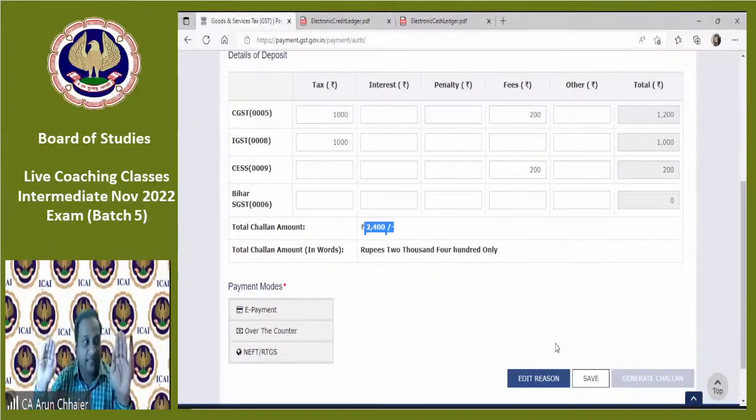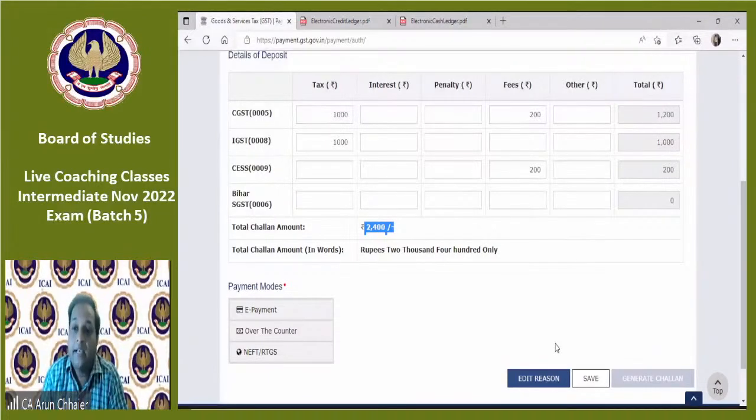Electronic cash ledger, whatever the depositing, whatever the cash I need to pay. Sir, why I need to pay the cash? See, first make it clear why I need to pay the cash. Might be you have the tax liability of 1,000 rupees and you have the ITC of 400. You need to pay the taxes of rupees 600. Yes or no? Kindly confirm.